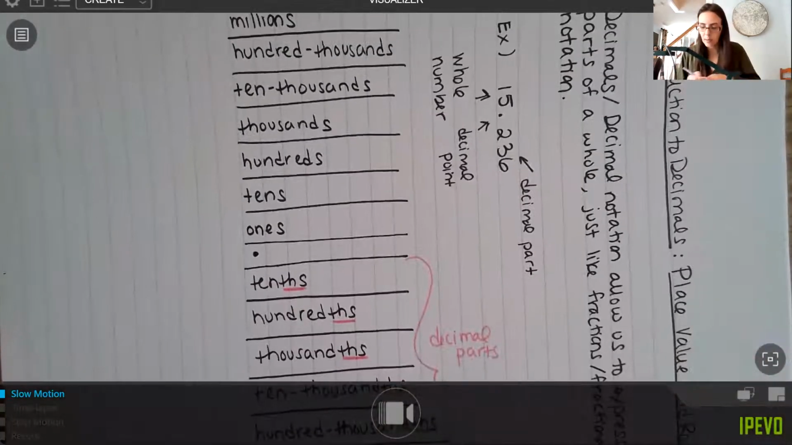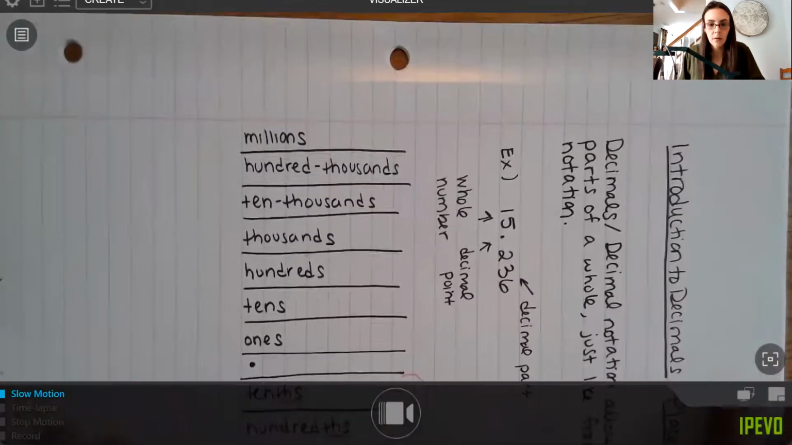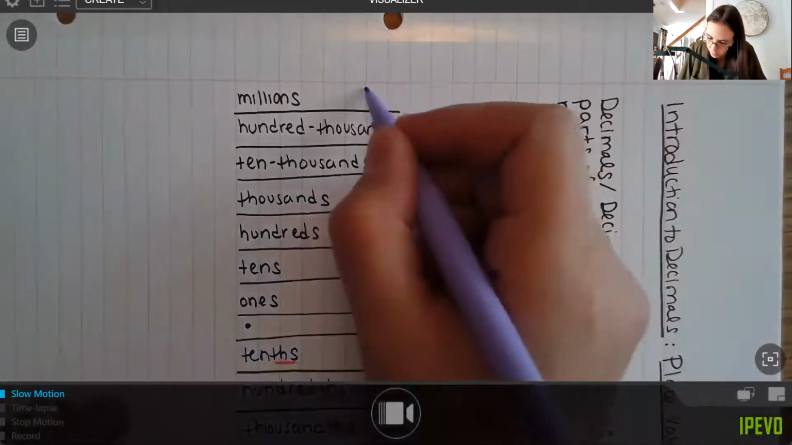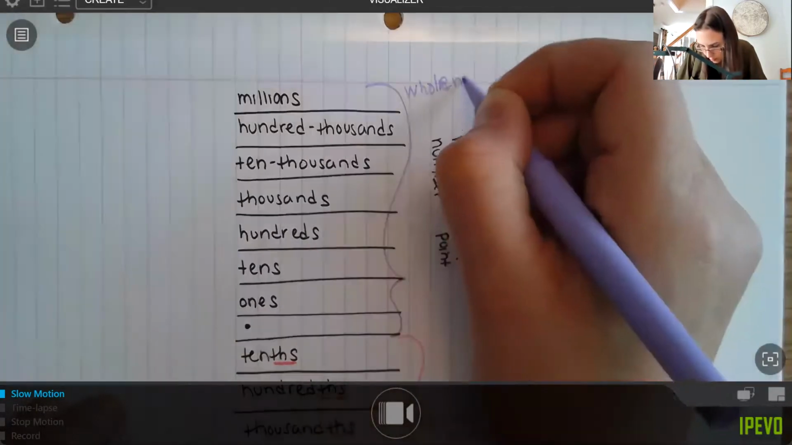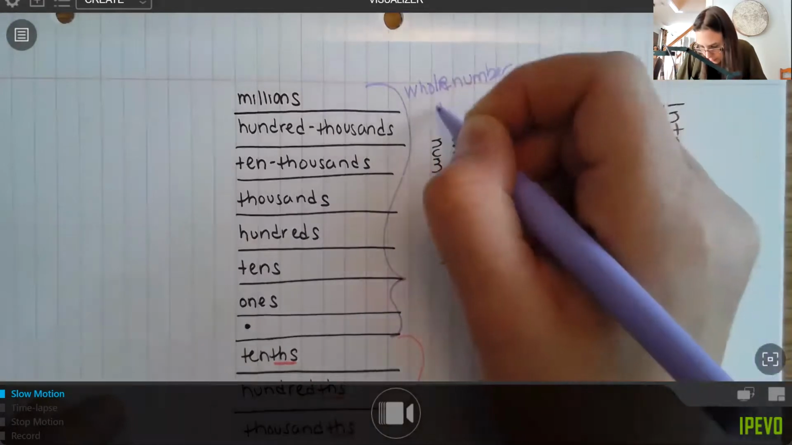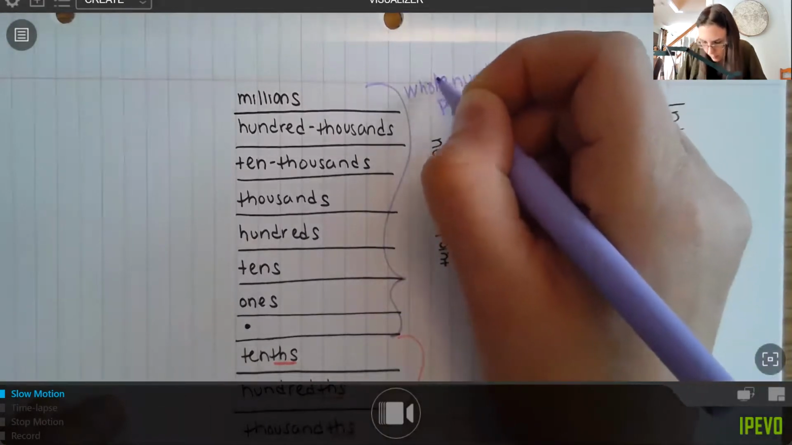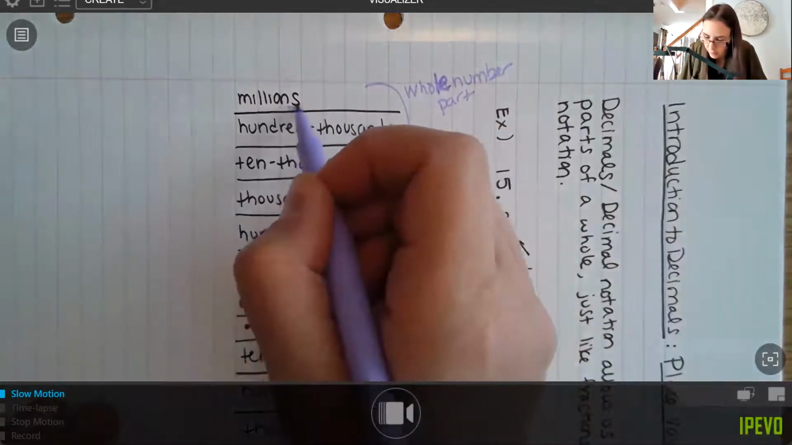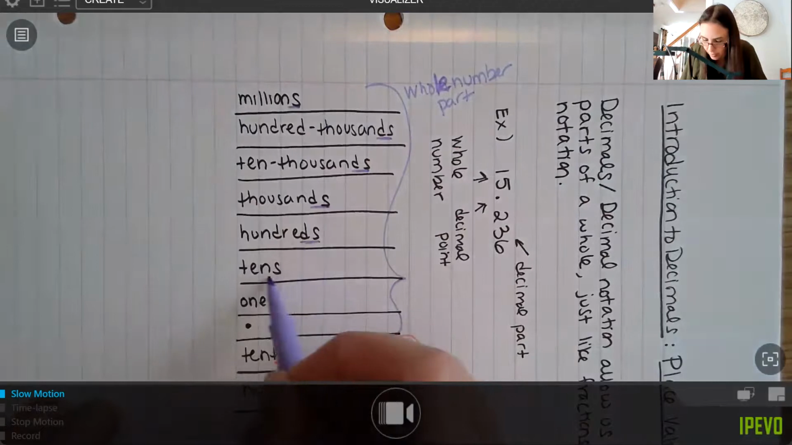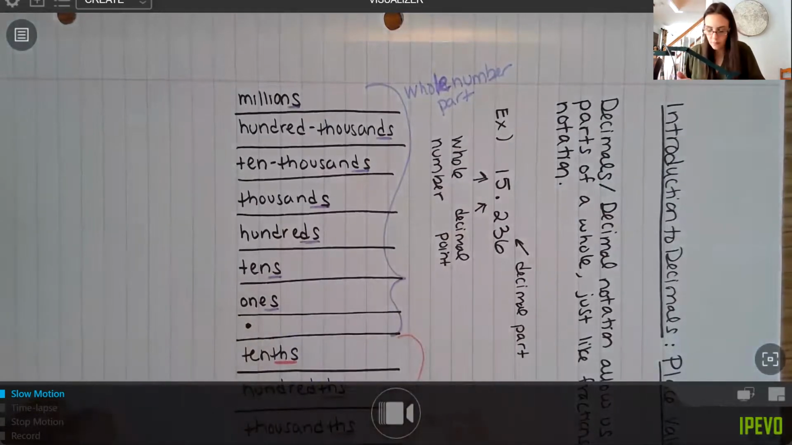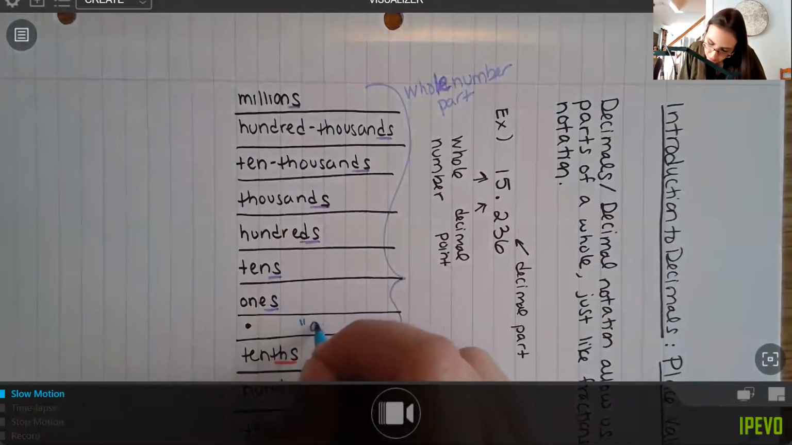So on the other side up here, again, here you have your whole numbers. Oops, whole number part. Okay. And again, notice the ending, right? We're not ending with a TH. Usually it's a DS, but sometimes it's just an S depending on the word. And the decimal point here, I'm just going to put this in, is often read as the word and.